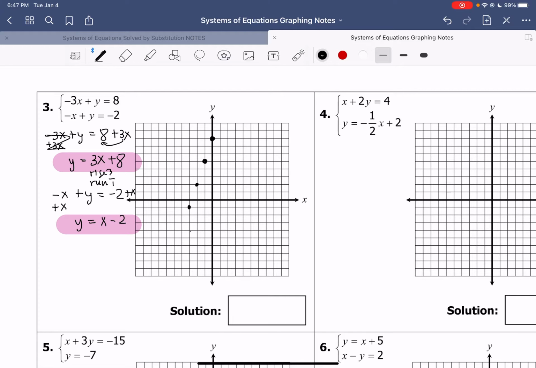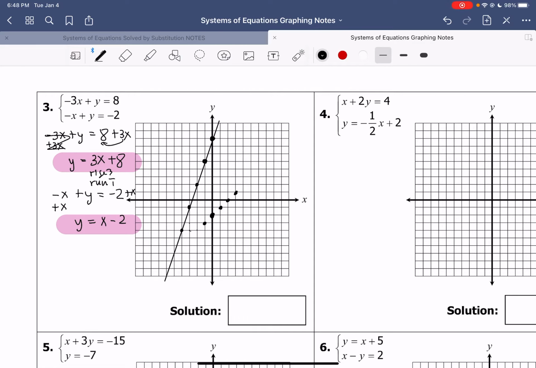And this would be a lot easier if you're in class. On paper, you can use a ruler. But let me go ahead and draw that line. All right, and the second one we have is x minus 2. So that means our y-intercept is going to be a negative 2, and our slope is going to be up 1 over 1.